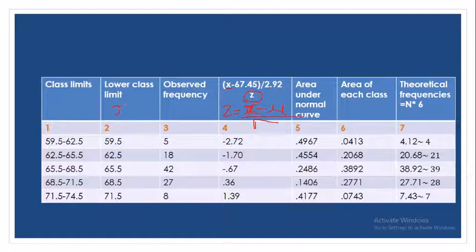X is nothing but the lower limit. Now x minus mu, 67.45, divided by sigma. So in the first case it is 59.5 minus 67.45 divided by 2.92. The answer is negative 2.72. Next, apply the formula for the other rows also.